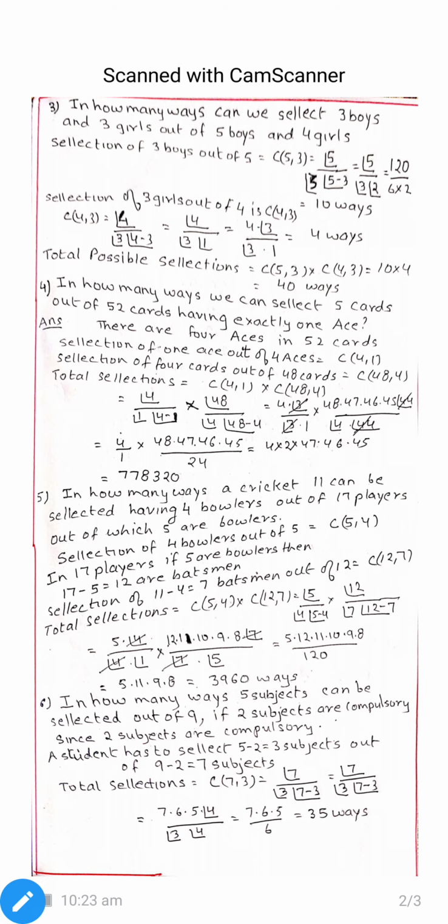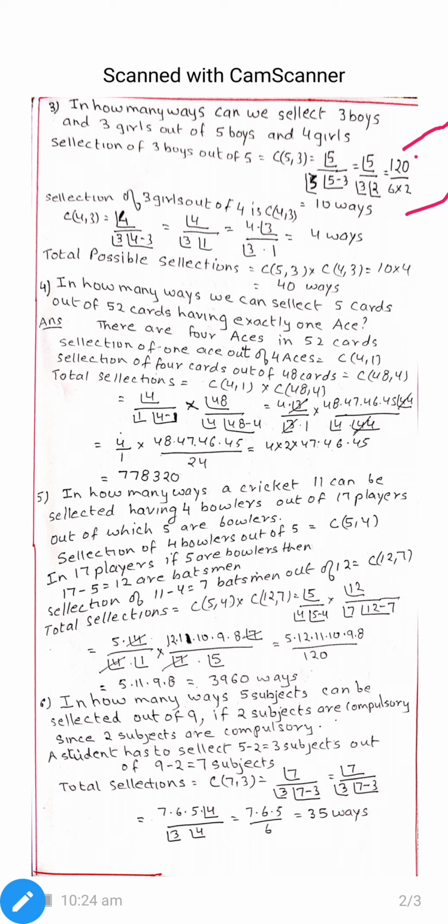In how many ways can we select 3 boys and 3 girls out of 5 boys and 4 girls? Selection of 3 boys out of 5 is C(5,3). That is factorial 5 upon factorial 3, factorial (5 minus 3) which is factorial 2. Factorial 5 is 1 into 2 into 3 into 4 into 5, that is 120. Factorial 3 is 1 into 2 into 3, 6. Factorial 2 is 1 into 2, 2. So 120 upon 12 is 10 ways.